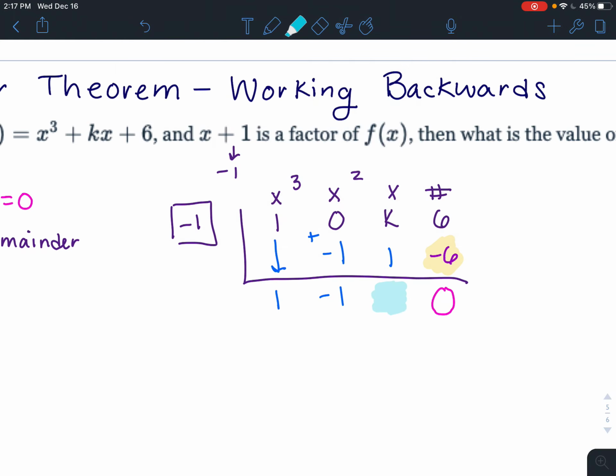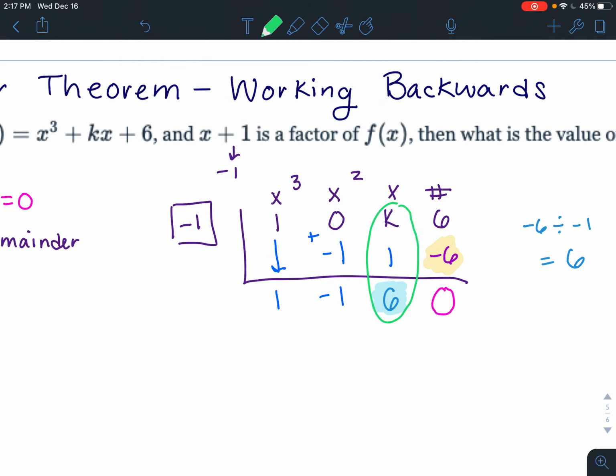And then from there, I need to figure out what number would go here so that if I was working through my synthetic division in the correct order, I would get -6 there. If we're working backwards, typically we multiply, so backwards is divide. -6 divided by -1 is +6. So that must mean that this is +6.